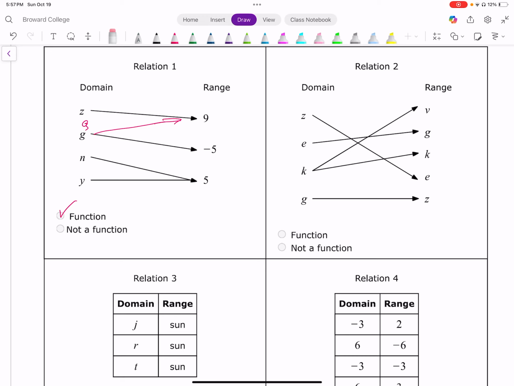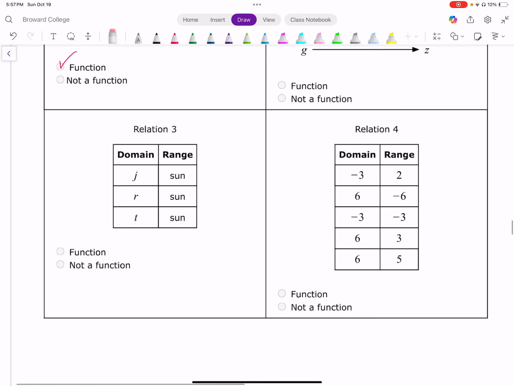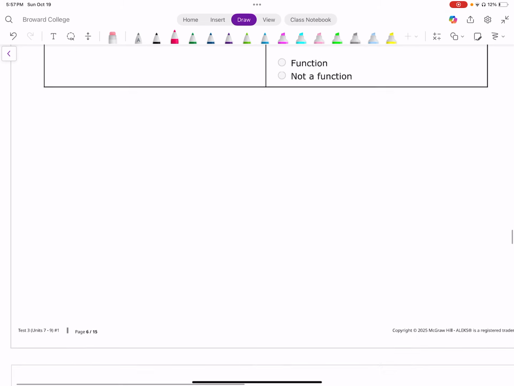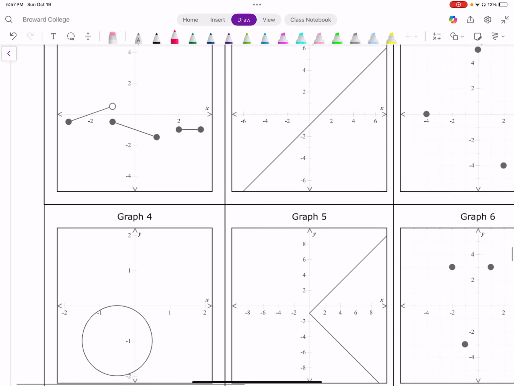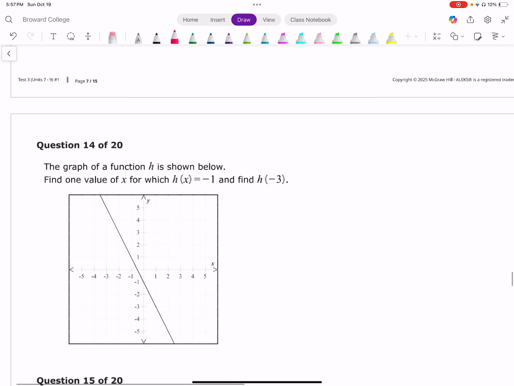All right, just saying. Okay. Nothing to really work out here. You either know what a function is or what a function is not. In the relationship we have J, R, T. We don't have J sun, then J sun again. J, R, T. So this is a function. All right, so moving on. Let me see. All right, this is a function again.